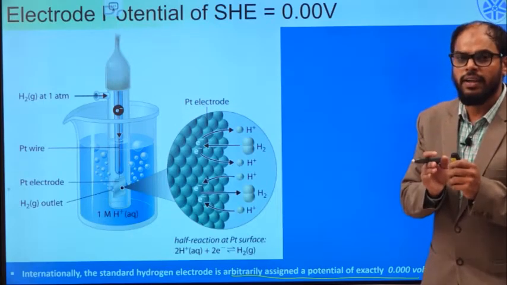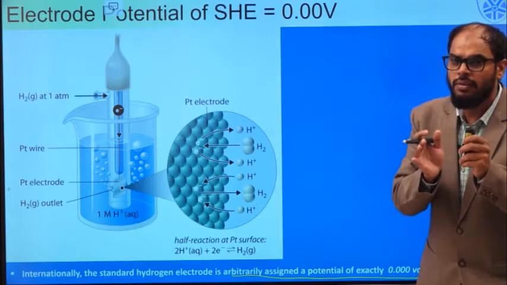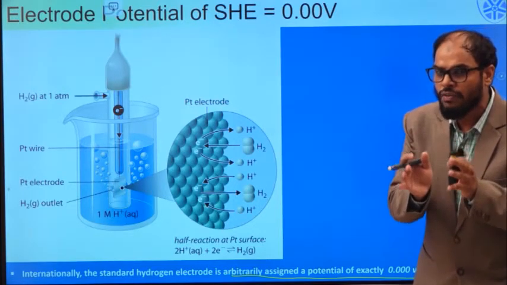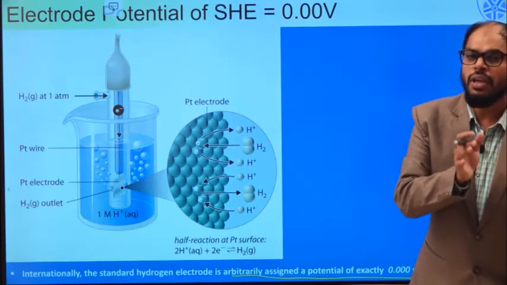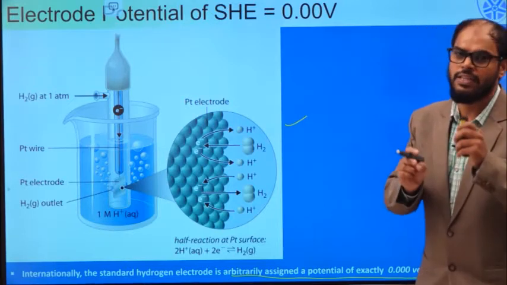It is due to the fact that this 0.00 volts will serve as a standard reference when we are trying to find out the electrode potential of any unknown electrode, if we are using the SHE electrode as a reference electrode.